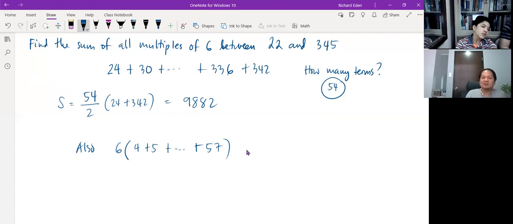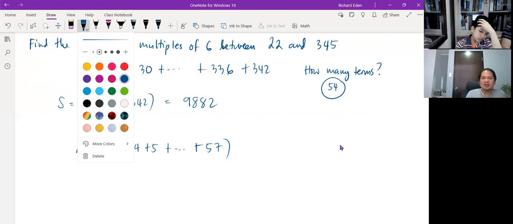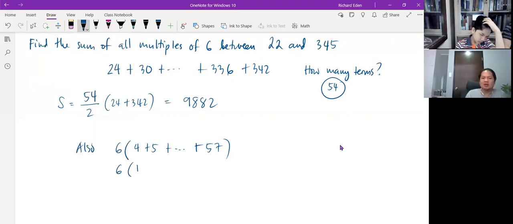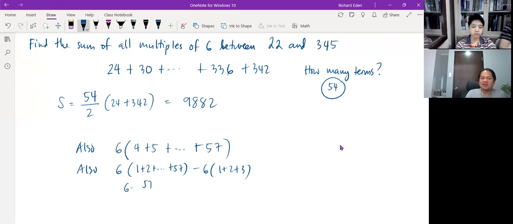Alternatively, you could think of this as 6 times (1 plus 2 plus ... plus 57) minus 6 times (1 plus 2 plus 3). So it's 6 times 57 times 58 over 2 minus 6 times 6, using the formula. Of course, all these are equivalent. They're going to lead to the same answer.